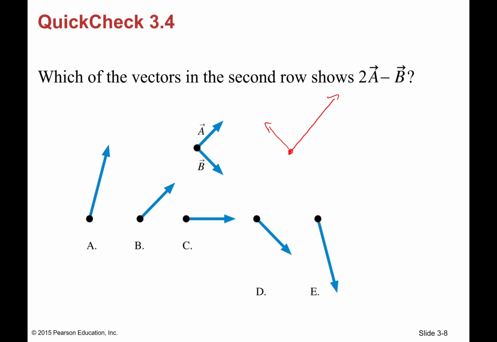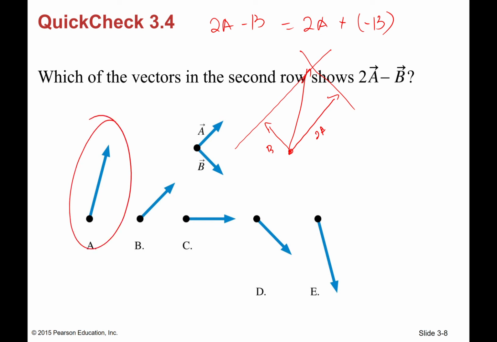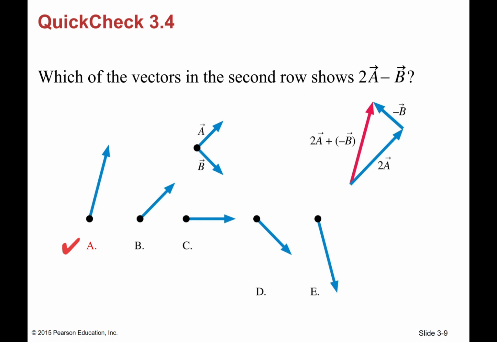Opposite direction to B. So this is 2A and this is minus B. Now the vector addition of these two, which is 2A minus B, remember 2A minus B is equal to 2A plus minus B. So then it is this vector here. We can do the parallelogram rule here, and this is the vector addition there, and that will be this guy here. All right. Thank you.